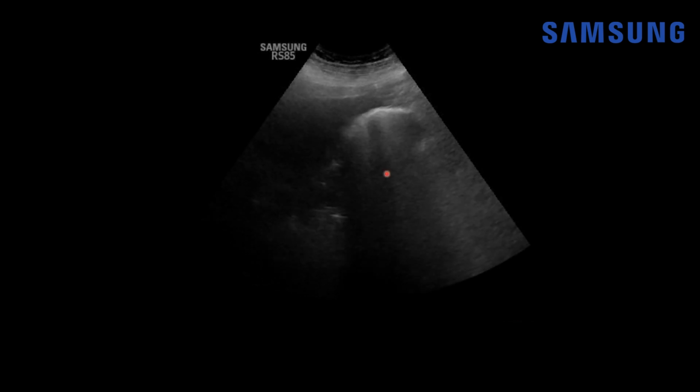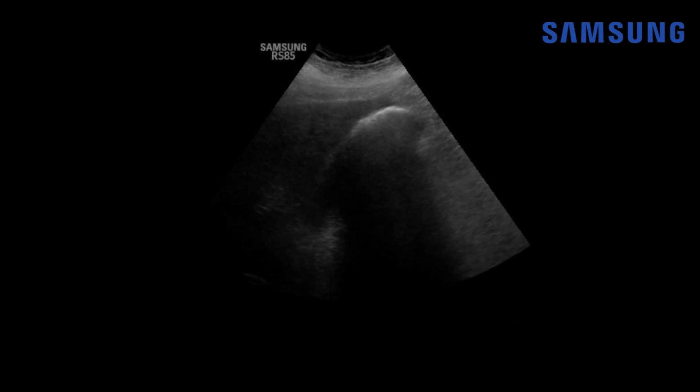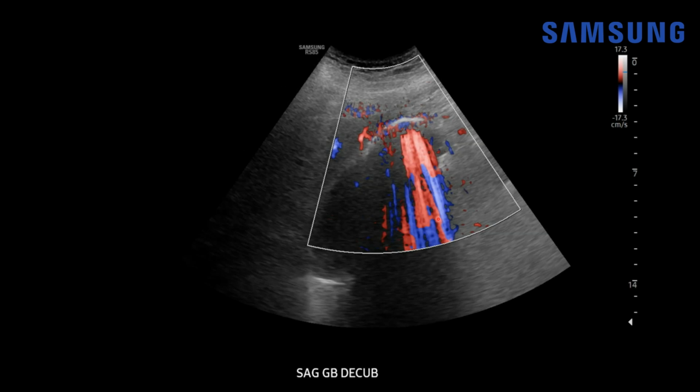We see some irregular linear areas of echogenicity as well that may indicate ring down artifact. And this can be exaggerated with the addition of color Doppler. We can see that here. It's showing this marked exaggeration of the reverberation artifact, and it's surrounding this curvilinear echogenicity within the gallbladder wall.